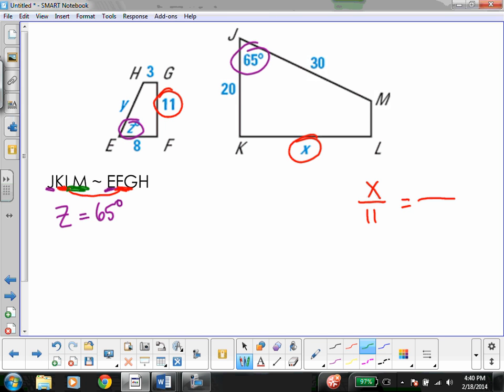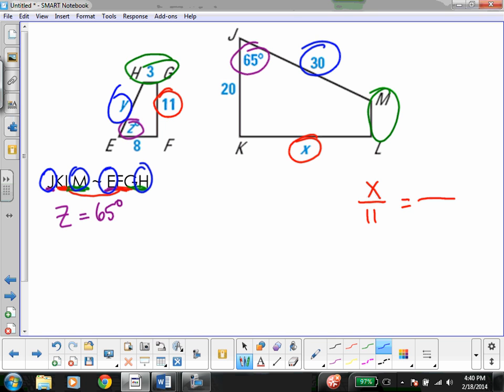LM has to be similar to GH. So LM, which is the side without a measurement, has to be similar to GH, which doesn't help me. So let's go to the next part. How about JM, which is the side here with the 30, has to be similar to side EH, the Y. Now that's another variable, but I can still set up a ratio with it.